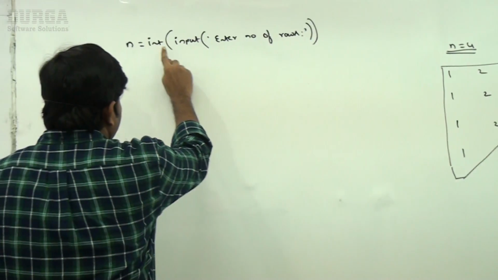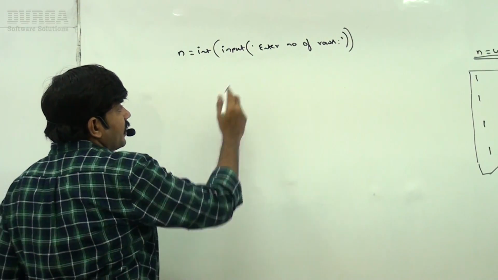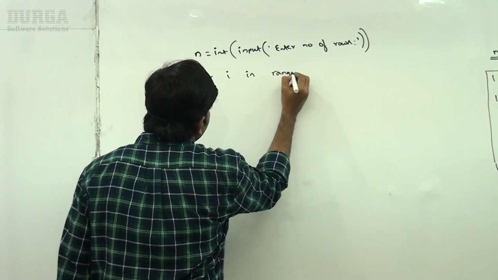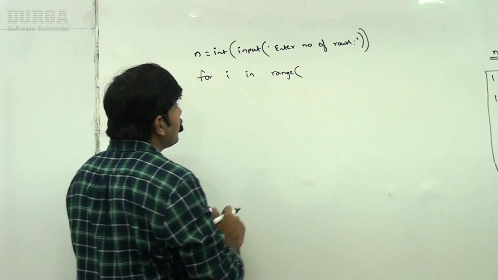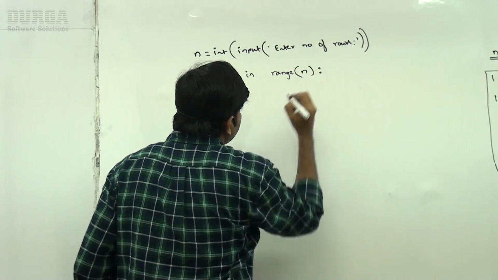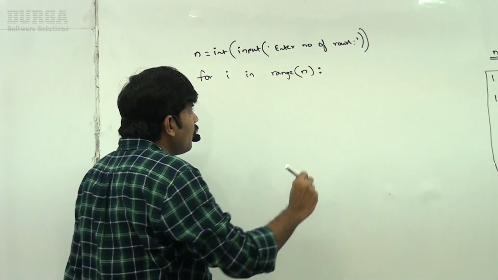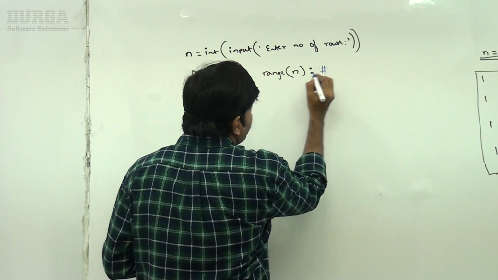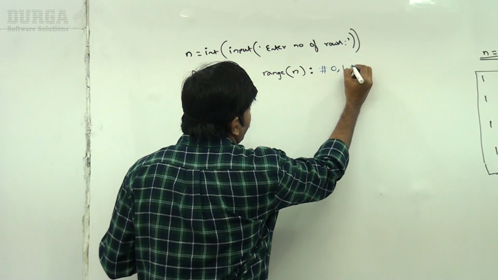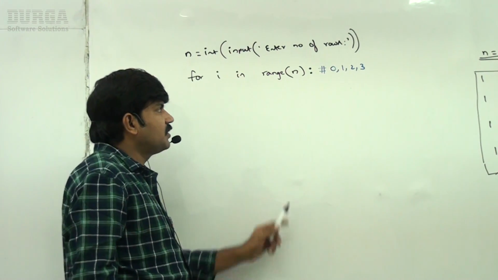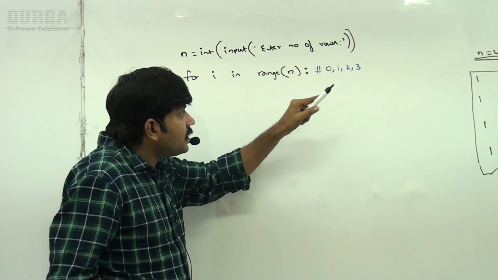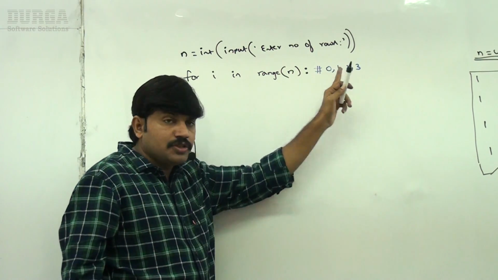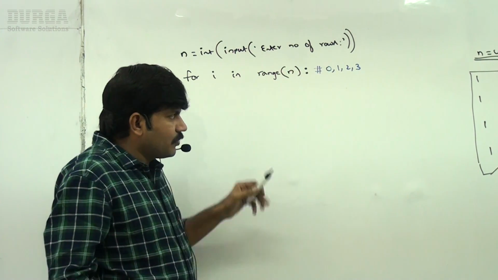Now observe: n is int of input, enter number of rows, for I in range of n, sir. For I in range of n. Now observe very carefully about this one, sir. How many number of elements are there? What are the possible values of I? 0, 1, 2, 3. If n is equal to 4, for I in range of n, range of 4 means what possible values for I? 0, 1, 2, 3, sir. So it is talking about number of rows.